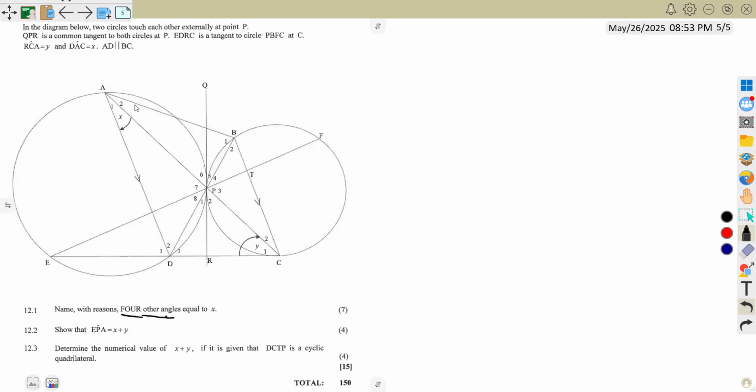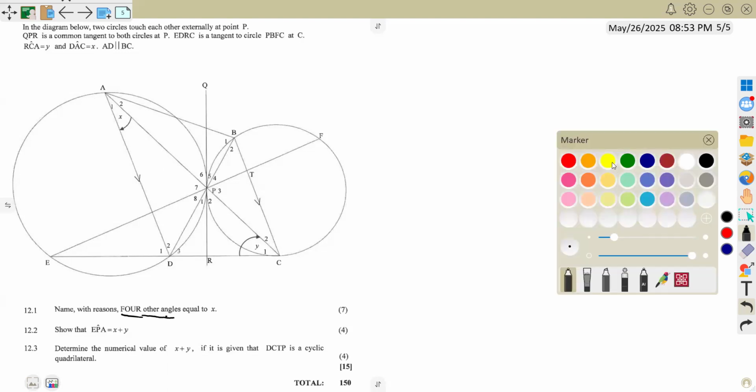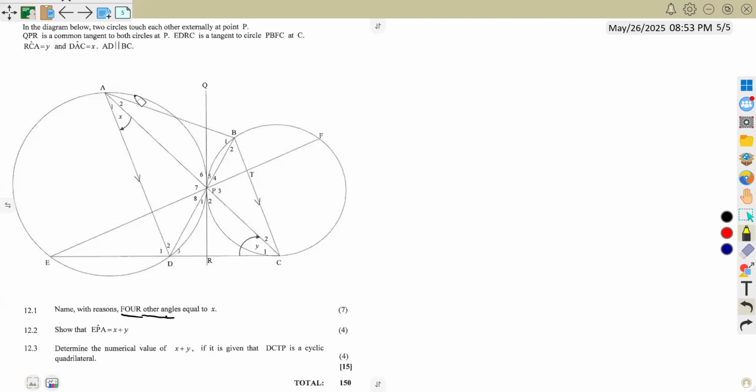If you concentrate on the bigger circle, let me try to mark the bigger circle. If we are to just come to the bigger circle, this one, the bigger circle only. Let me try to erase here.